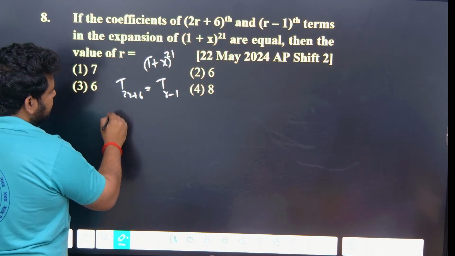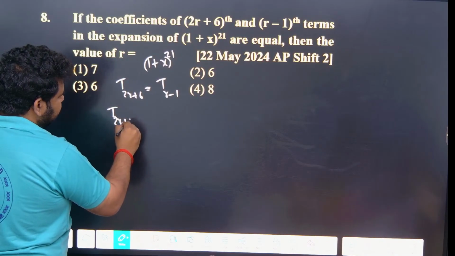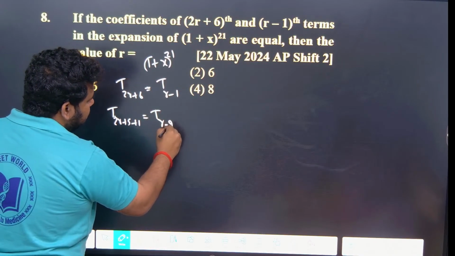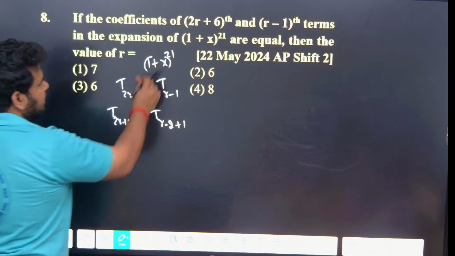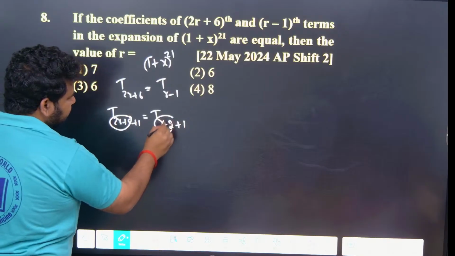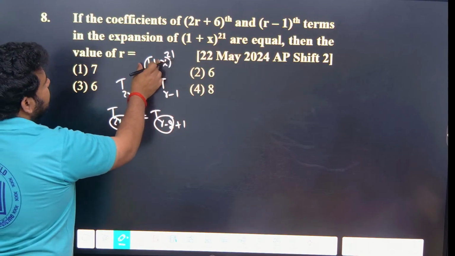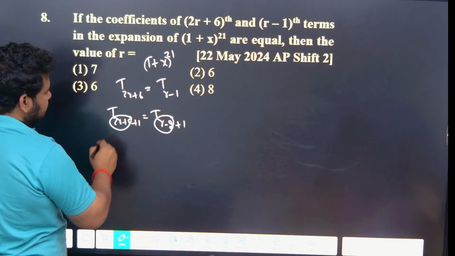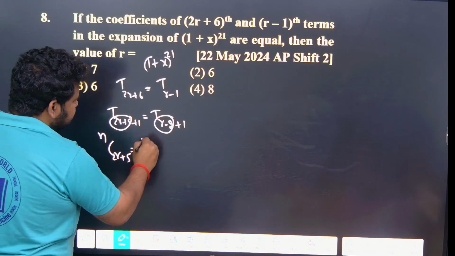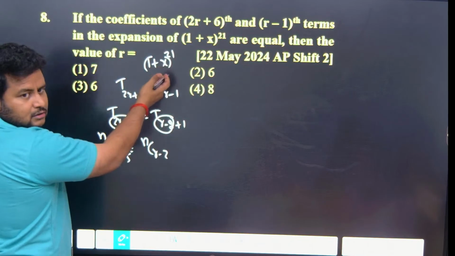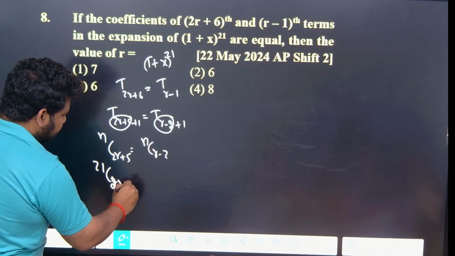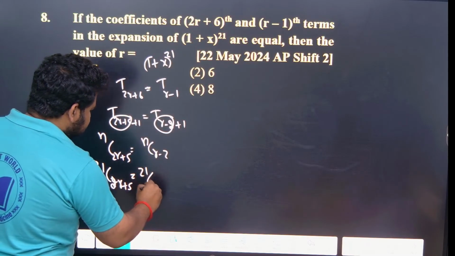So we can write this as what? 2r plus 5 plus 1. This can be written as what? Just listen. R minus 2 plus 1. Okay, they are telling (1 plus x) to the power of 21. So this total term we can take it as r. They are telling the coefficients are equal. Coefficients are equal means what? NC(2r plus 5) will be equal to NC(r minus 2). N is what? 21. So I can write it as 21C(2r plus 5) will be equal to 21C(r minus 2).